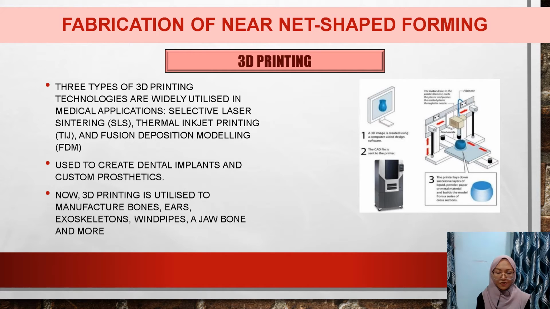The next fabrication of near-net shape forming is 3D printing. There are three types of 3D printing technologies that are widely utilized in medical applications, which are selective laser sintering (SLS), thermal inkjet printing (TIJ), and fused deposition modeling (FDM). The use is to create dental implants and custom prosthetics. But now, 3D printing is utilized to manufacture bone, ears, skeletons, wound dressings, a jaw bone, and more.